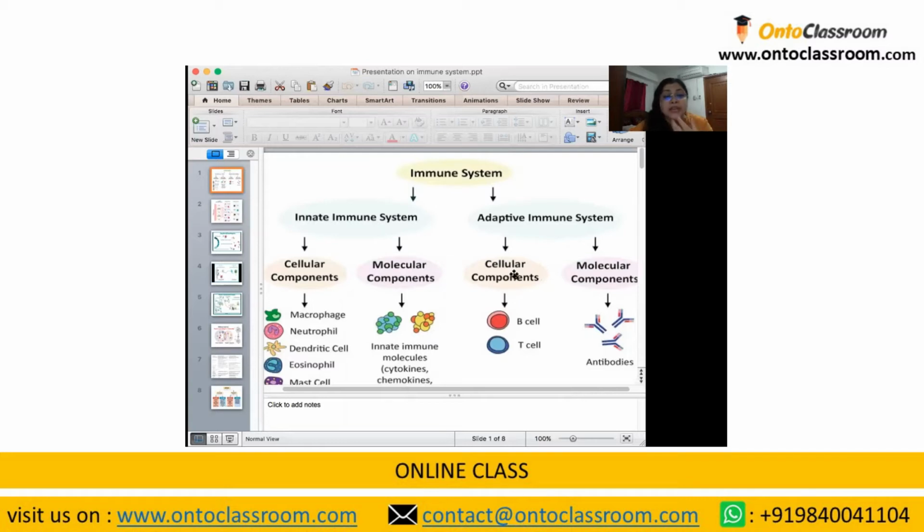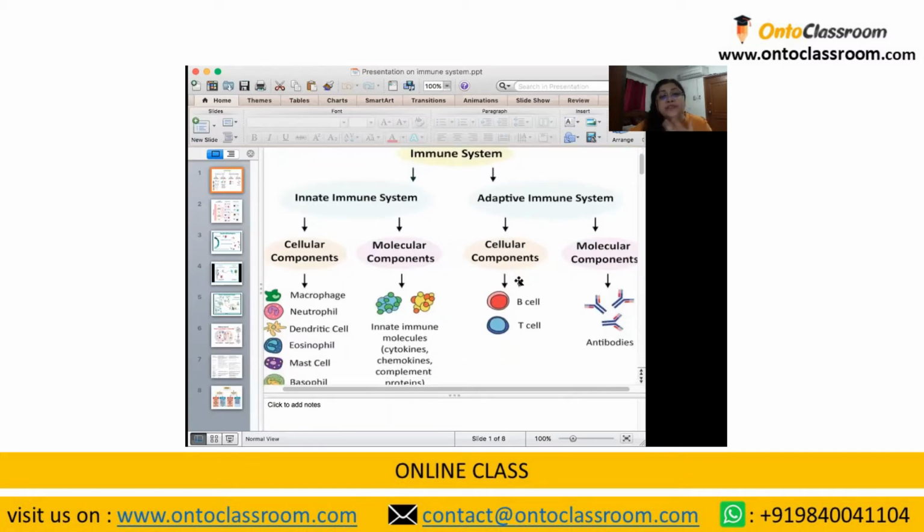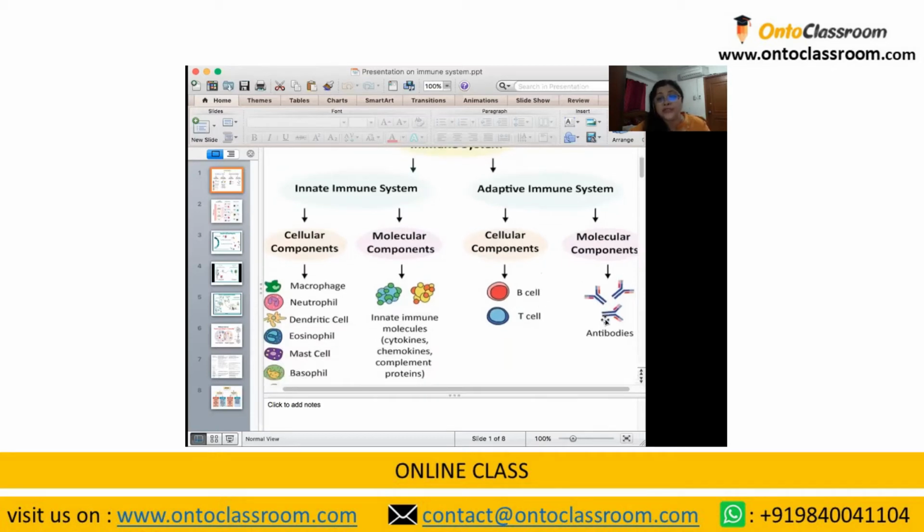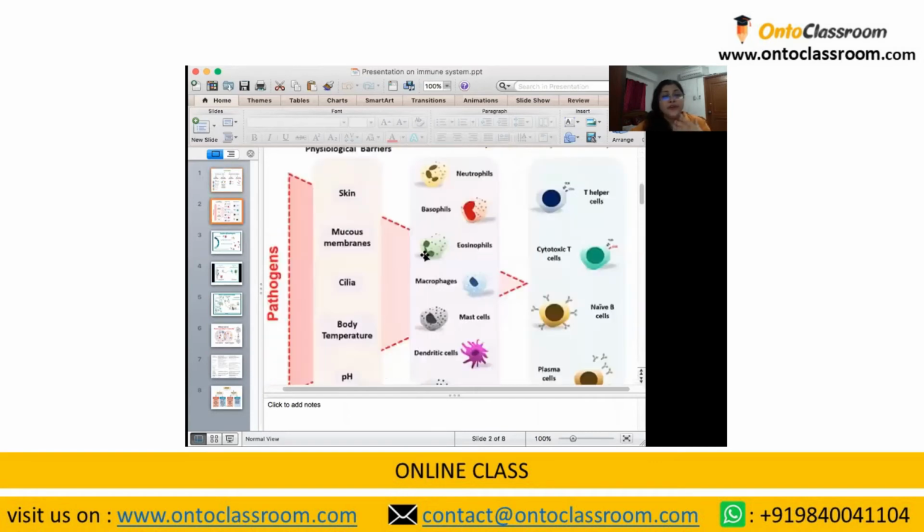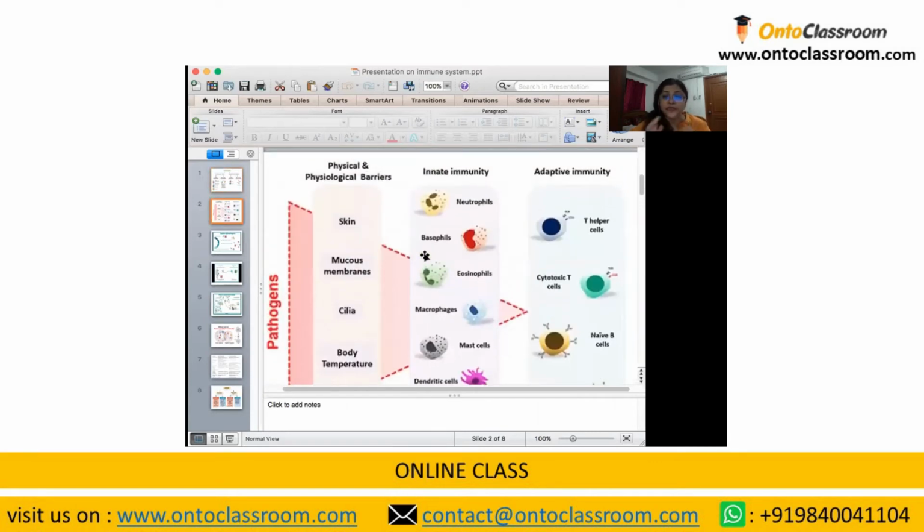So let's see what it is made up of. It is made up of the cellular components, the B cells and the T cells, and the molecular components are essentially the antibodies as well as the cytokines. Before going into the details of this comparison, I would like to share the physical and physiological barrier.